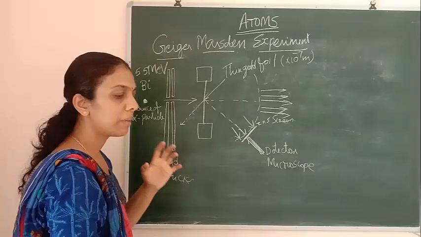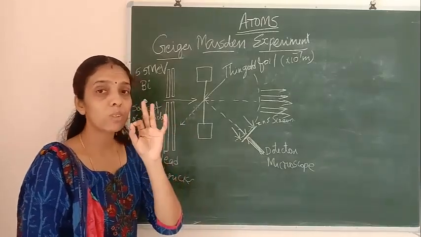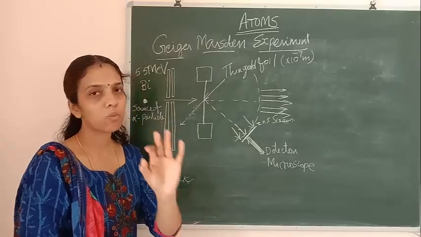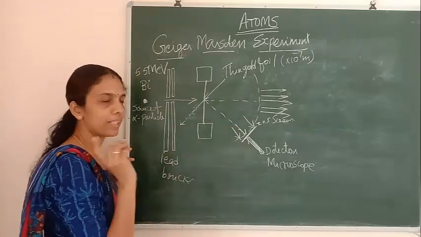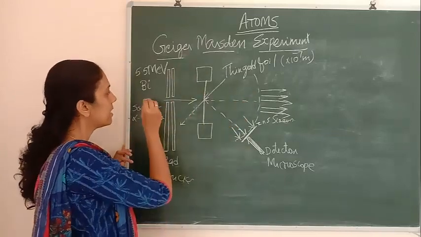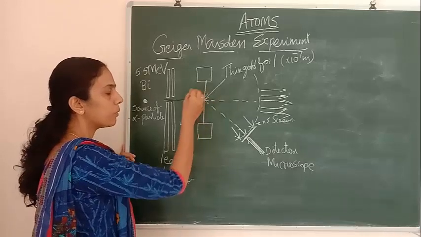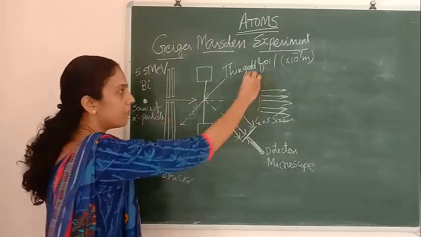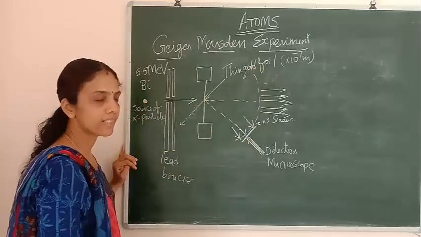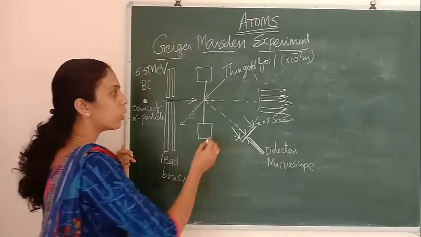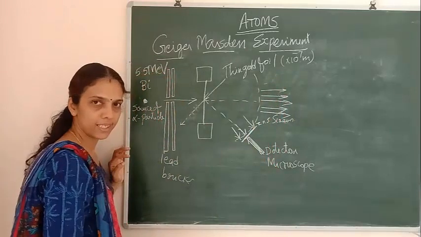So gold foil means it will consist of many atoms. Since it is very thin, the number of atoms will be very few also. In his experiments, what they observed is, see, the alpha particles are falling on the gold foil, and when they observe through this zinc sulfide screen with the detector, they observed that here we are getting many alpha particles.